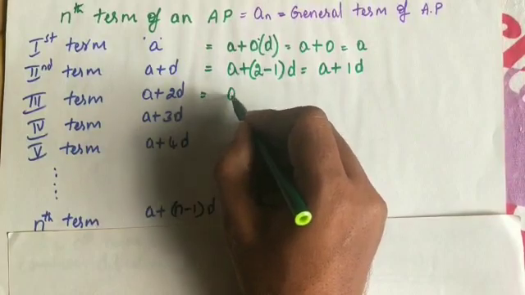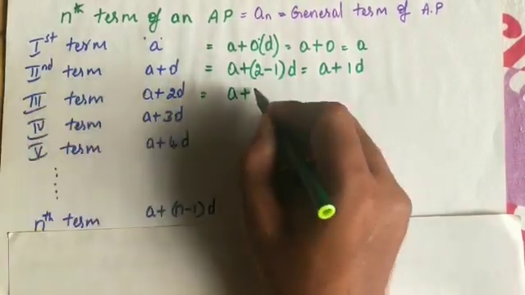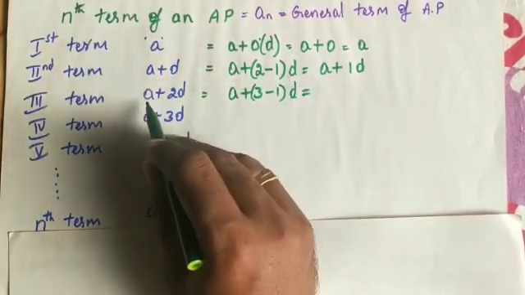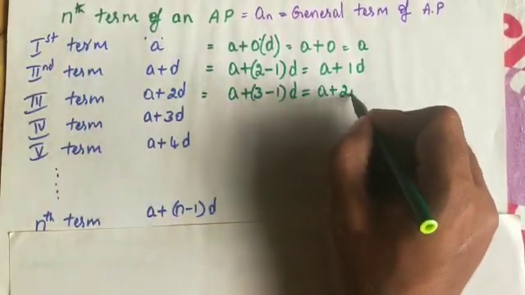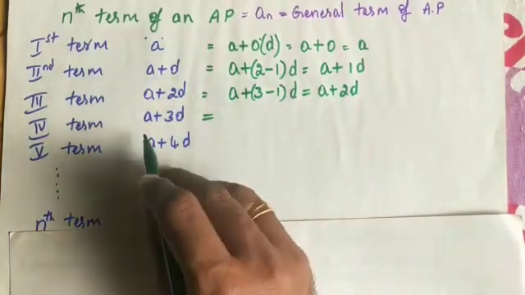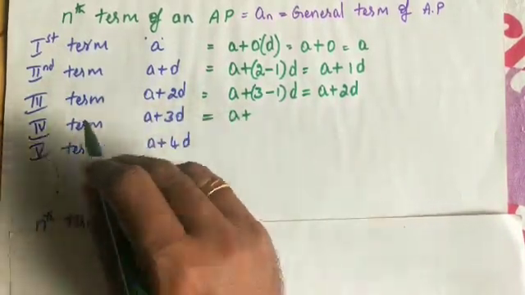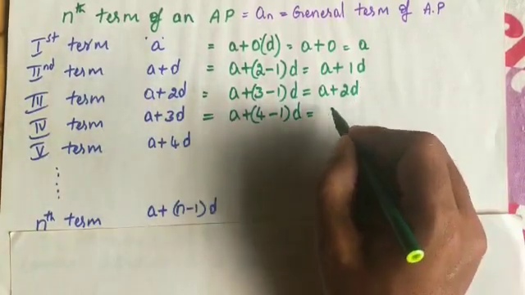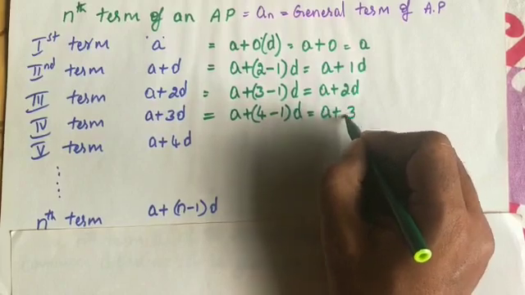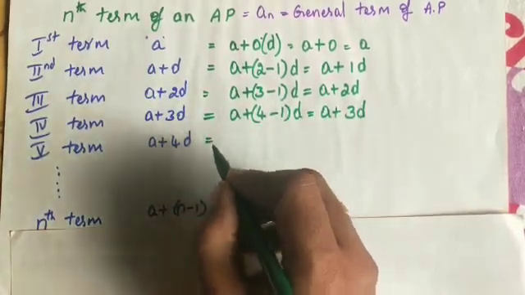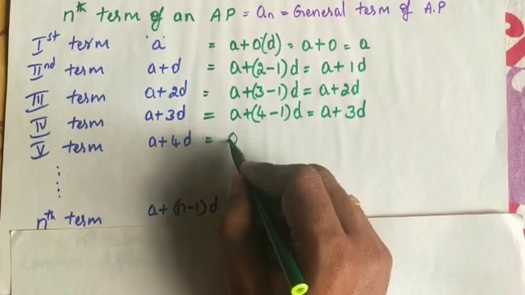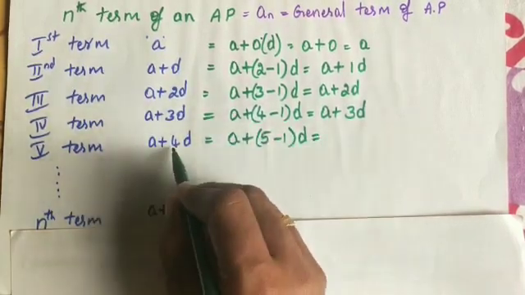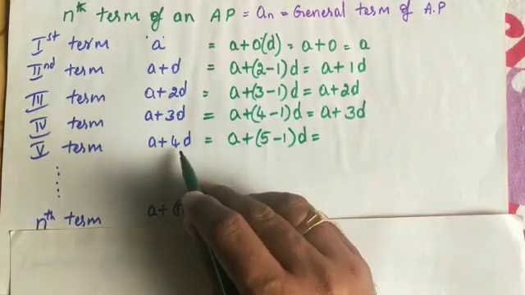Whereas for the third term, a plus 3 minus 1 into d, which is nothing but a plus 2d. Here also, the fourth term is a plus 4 minus 1 into d. So it is a plus 3d. Likewise, it can be written as a plus 5 minus 1 into d, which is a plus 4d. 5 minus 1 is 4, 4d.